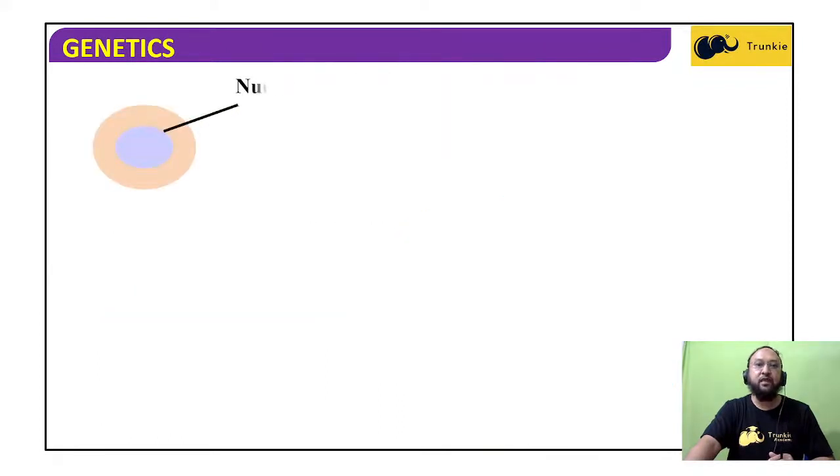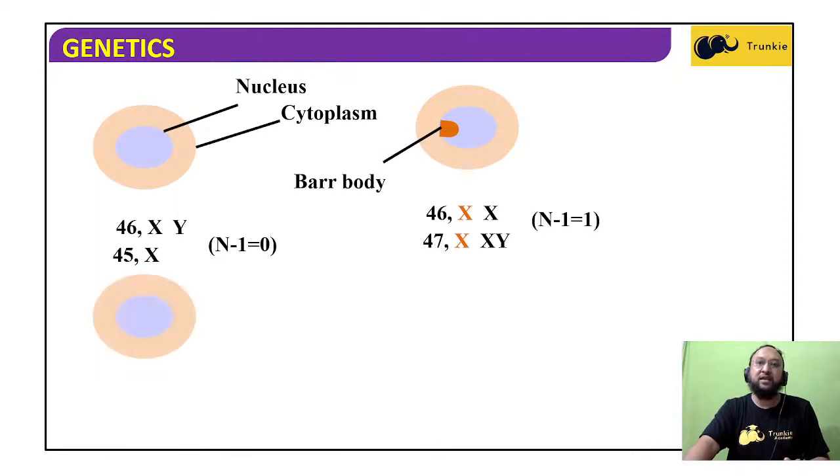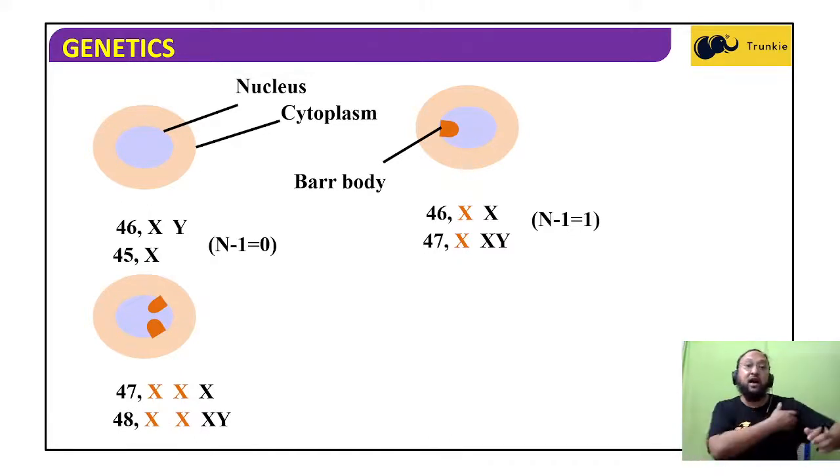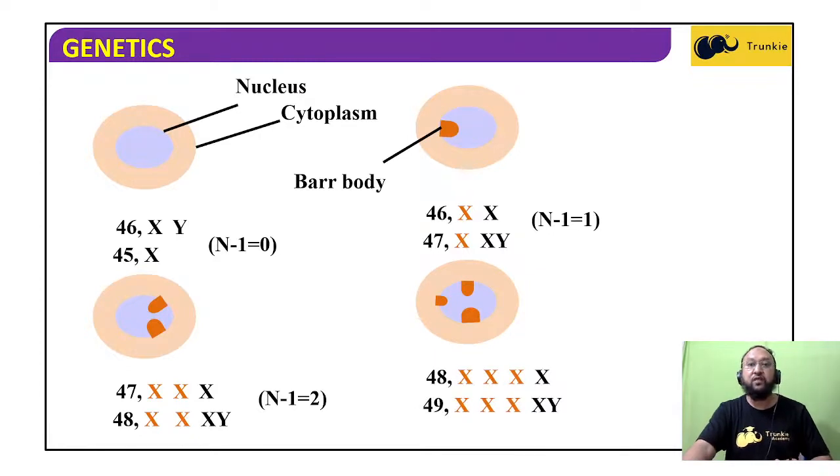Now, nucleus, cytoplasm. 46 chromosomes means we have 23 pairs. The bar body is formed near the nuclear membrane. Here you can see 46, so there is no bar body. In case of 47, there are 2 bar bodies, following the n-1 rule. In case of 49, you can see there are 3 bar bodies, because 3 are inactivated. There are 3 extra X chromosomes, so there have to be 3 bar bodies due to inactivation.